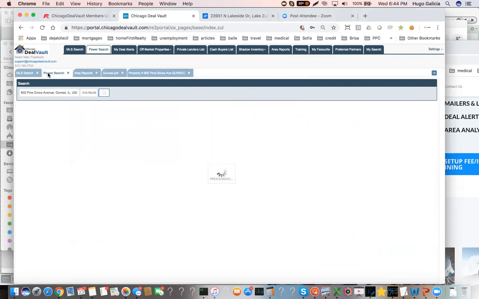So the power search comes in handy when you're driving by a given neighborhood and then you see a property that you might be interested in. This is when you want to use the power search, okay? But if you already know it's a property that is in the MLS, then you can directly use the MLS search. Or if you know that it's under foreclosure, you can look for that particular property in the off-market properties.